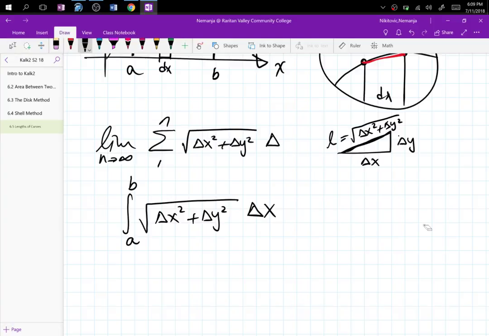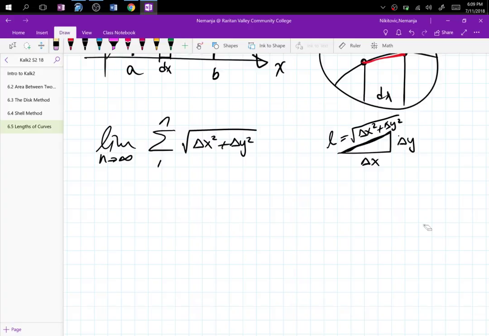Actually, hold on, I don't need this delta x here. Oops. I don't need the delta x because, let's solve this, erase the integral part. Let's solve this L part. So the L part is delta x squared plus delta y squared.